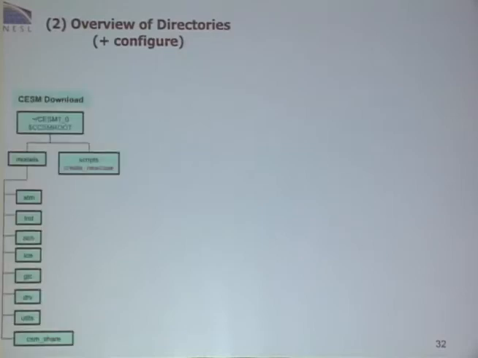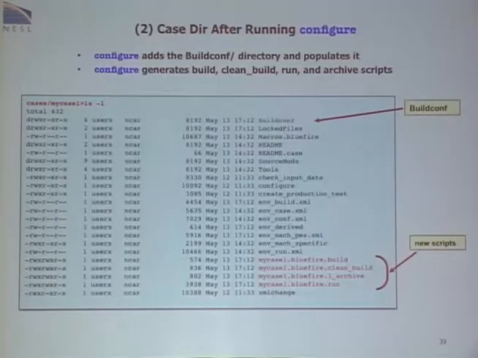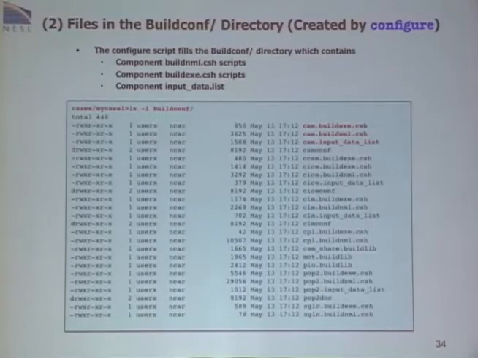So your case directory after that is going to look like this. You're going to have a build-conf directory that has more information for the build step. If you do ls on your case directory, these are the new things that are going to show up. These scripts do all the building, running, and the long-term archiving for the model. And build-conf contains something that looks like this.